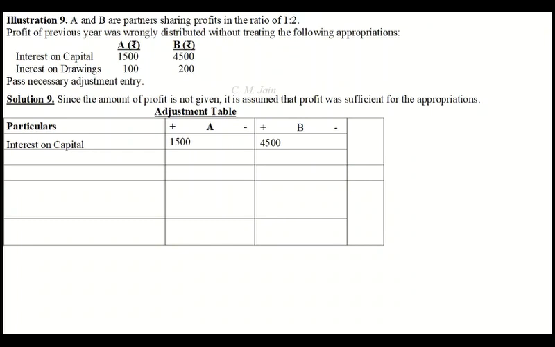Next appropriation is interest on drawings, which was to be charged. Interest on drawings is charged, that means taken, but it was not taken from the partners. So we will take it now. Interest on drawings in A's column below the minus sign, so that means right aligned, write 100 within brackets, because we have to take it back. This further highlights that it is to be taken back. It's a negative amount. And similarly in B's column, right hand side, write 200 within brackets.